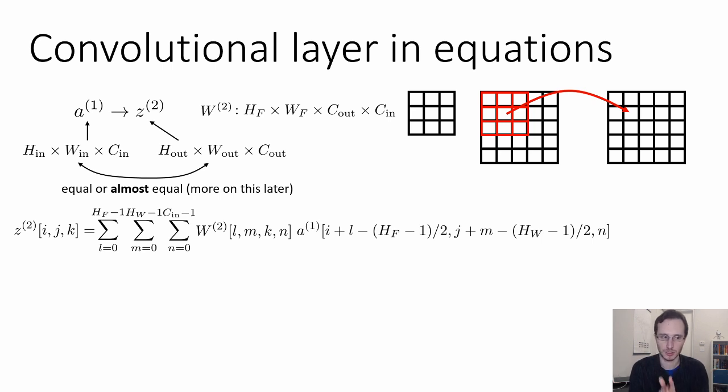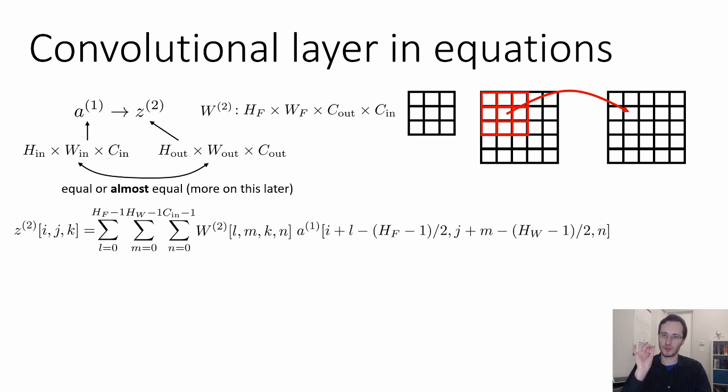So the way that you index into the input map is by taking the point i at which you're centered, then adding l, which is where you are in the filter, and then subtracting (HF minus 1) over 2. So for l equals 0, you start at i minus (HF minus 1)/2, and as l goes up, you end up at i plus (HF minus 1)/2. And then the last index to A is just n, indexing from 0 to cn minus 1.